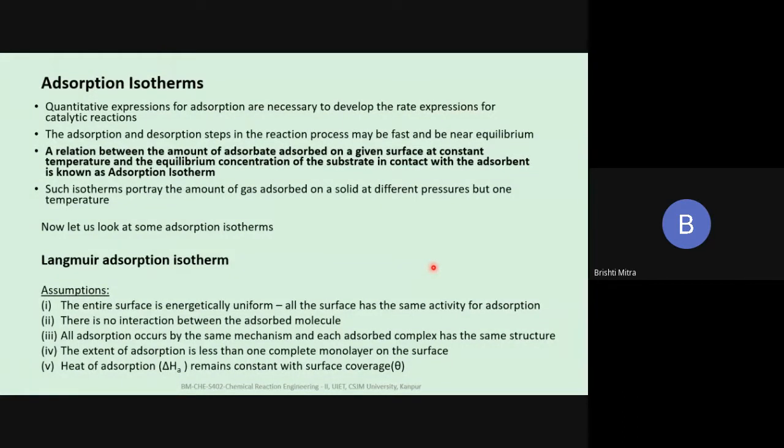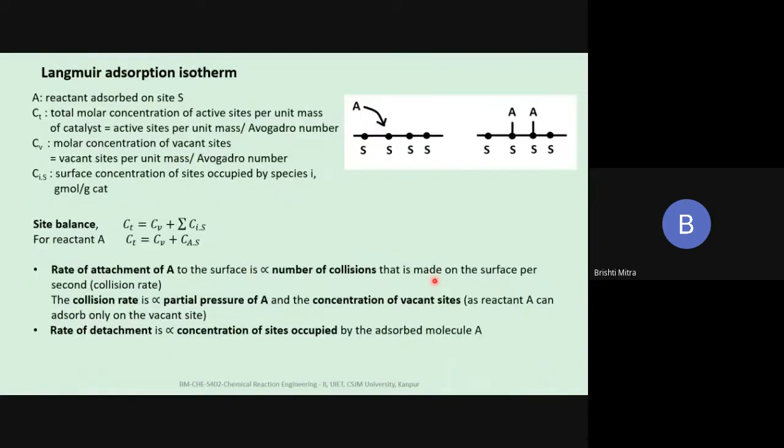And the extent of adsorption is less than one complete monolayer. At the most, it can go up to a monolayer, that means all the sites are covered on the surface. The heat of adsorption is constant with surface coverage. It does not change with surface coverage. Even if one site is occupied, or 99% of the sites are occupied, the heat of adsorption is the same.